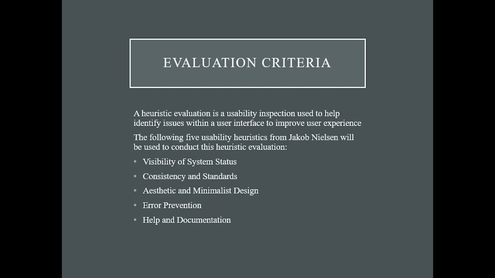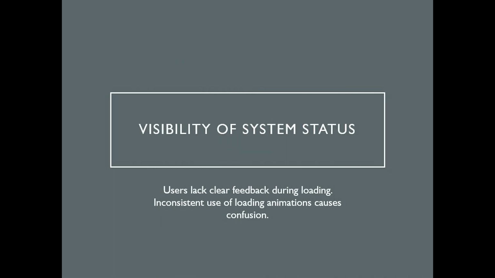The following 5 usability heuristics from Jakob Nielsen will be used to conduct this heuristic evaluation: visibility of system status, consistency and standards, aesthetic and minimalist design, error prevention, and help and documentation. The first heuristic to be discussed is visibility of system status. Visibility of system status is when the interface's design keeps users updated on what's going on through feedback.